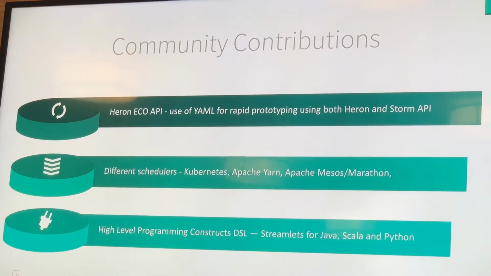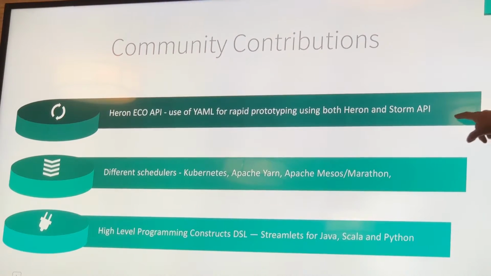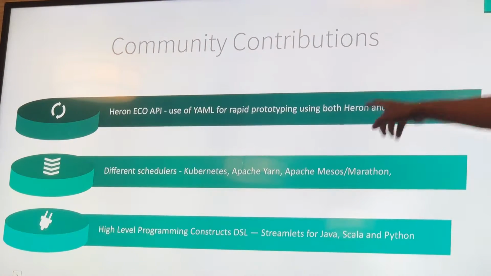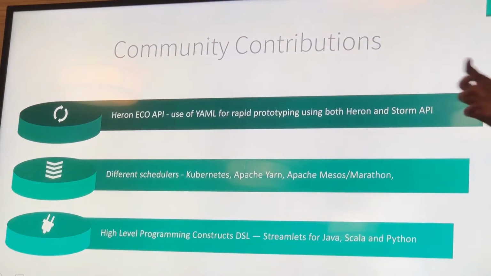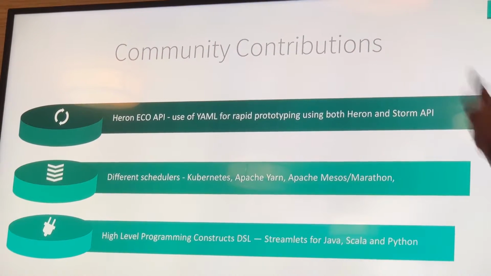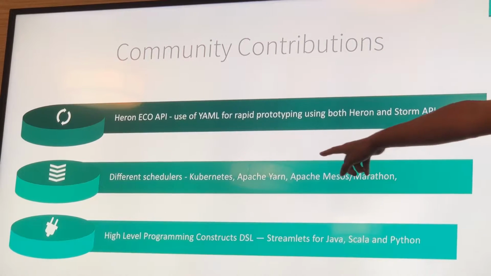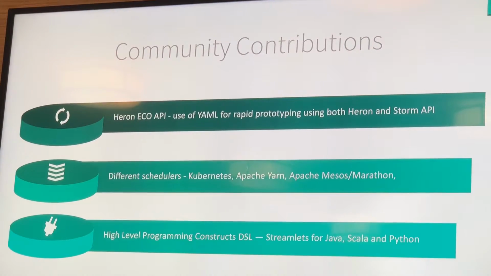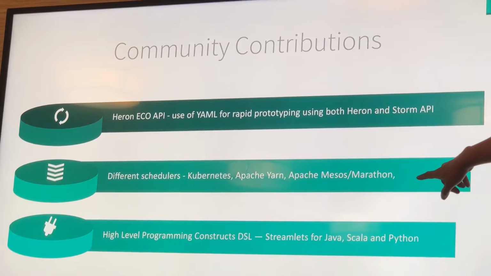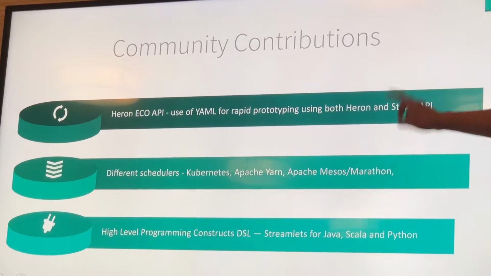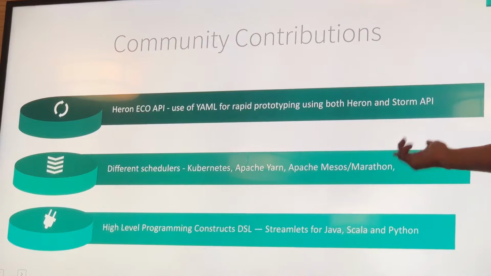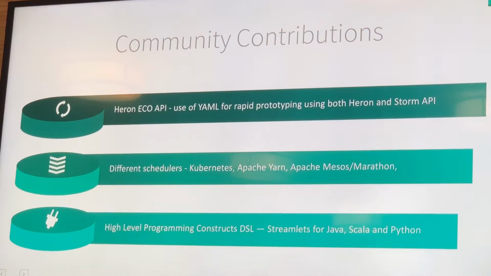We are working on new things as well. The first one is the Heron SQL API, so you use configuration to configure the topology instead of writing code. And different schedulers. Before, it was developed for Aurora, and later the community added support for Kubernetes, Yarn, Mesos, and Manhattan as well.